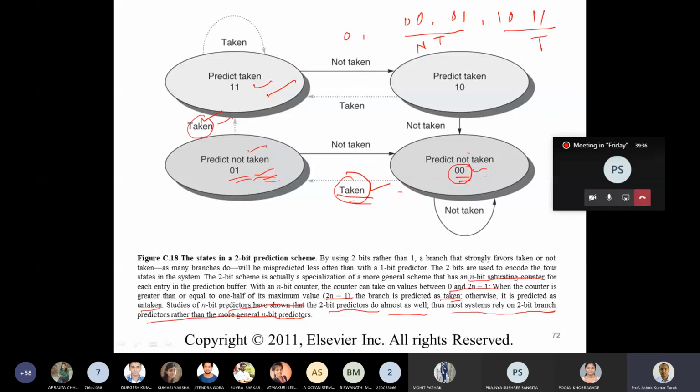Then it becomes predicted taken. Now you are predicting not taken, and you are in state 0 1. This is the value of the bits, 0 and 1. If the prediction is not taken and actually it is not taken, then the bits are set to 0 0. Similarly, if you are at 1 1, your prediction is taken, and the outcome is also taken, then you remain in the same state. So you have to mispredict two times to flip the prediction.